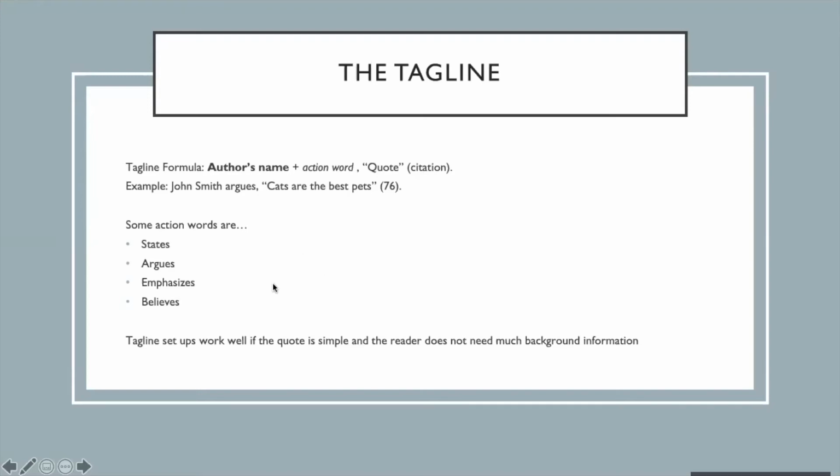But if there's more background needed, maybe the quote's kind of complicated, maybe the quote has some jargon in it that's specific to a certain subject, and I'm going to need to know what that means, then this might not be the best setup for you. But again, if the quote's pretty straightforward and simple, then the tagline works really well. So this example is a good tagline because John Smith argues, and then cats are the best pets. I mean, that's just obvious. Even if you disagree, that's a very straightforward quote. You wouldn't really spend too much time before that explaining it.